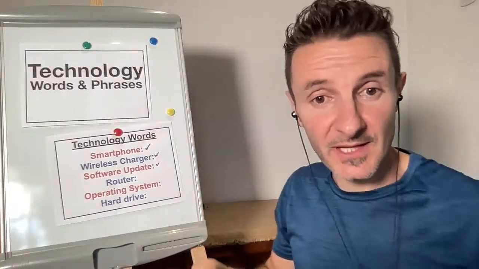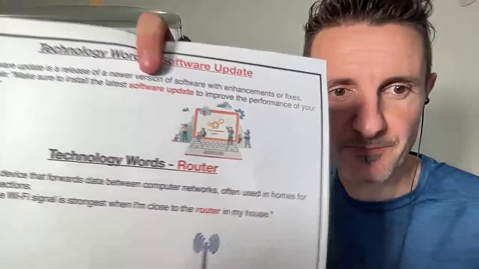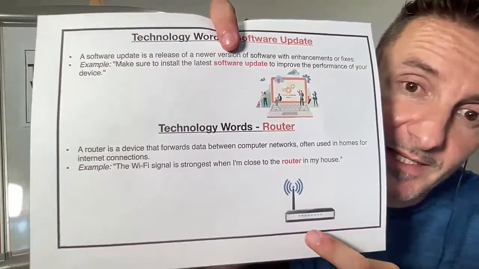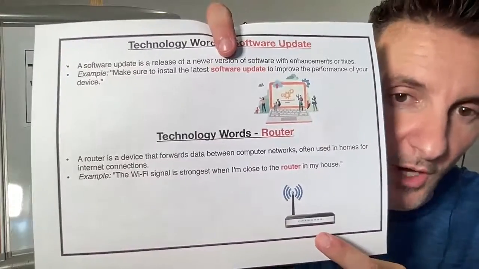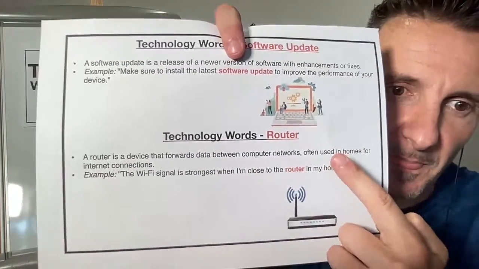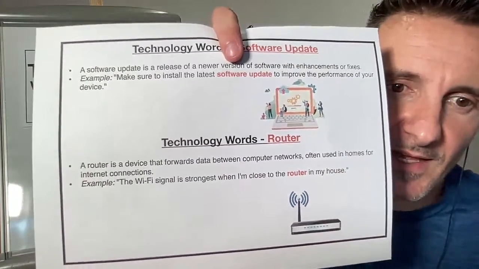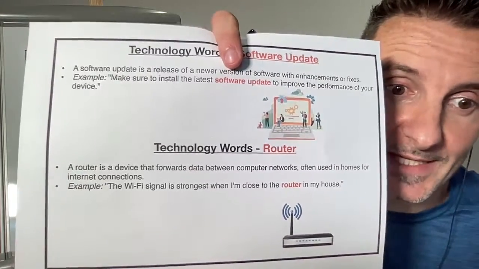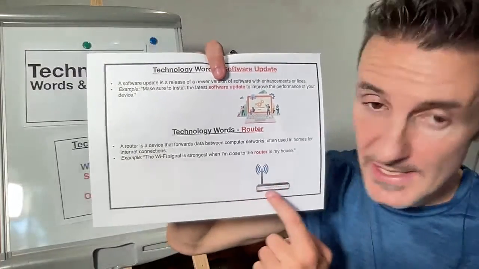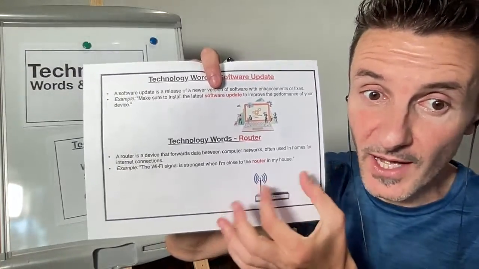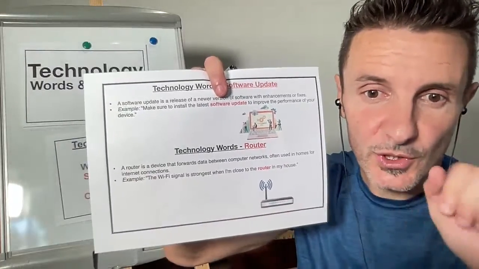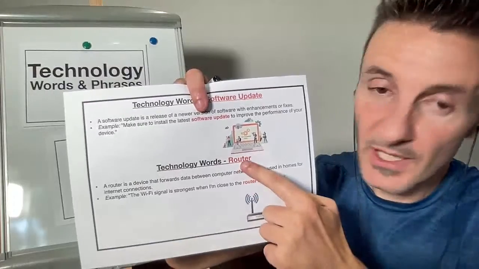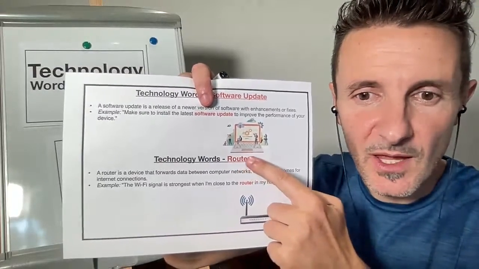Okay. The next word that I saw someone mention earlier was a router. This is a router. This is the thing you need to get Wi-Fi in your home or your office. Here is the explanation. A router is a device that forwards data between computer networks, often used in homes for internet connections. So you need this to send the Wi-Fi in your house so you can use your computer or your phone. And this thing over here is called a router. We pronounce it a router.